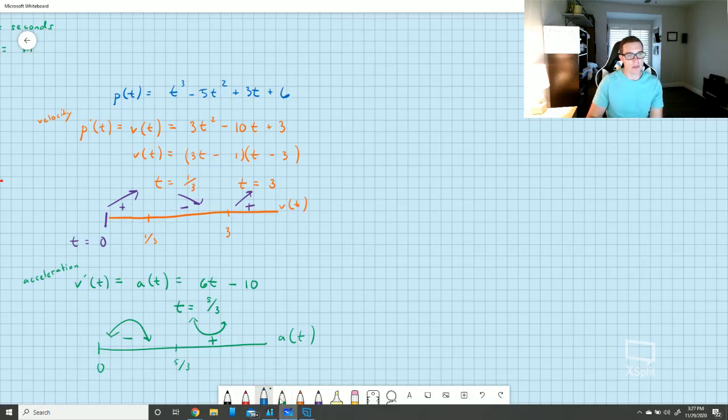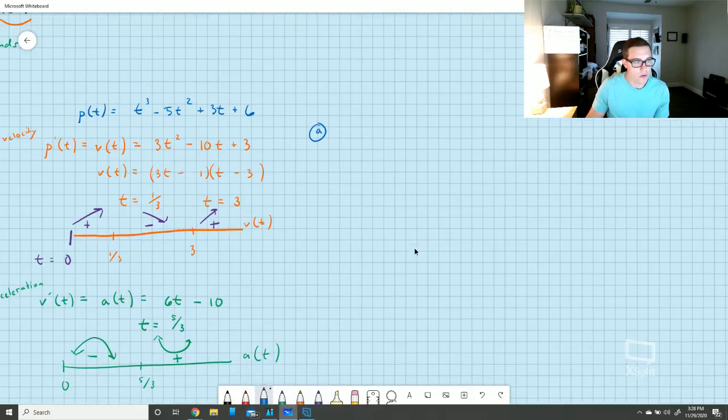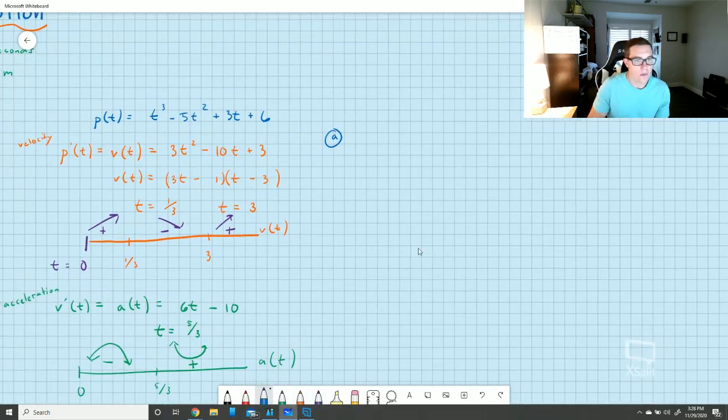So for example, some of the things I'm going to ask you would be like this. Let's do this. When is the particle at rest? When did it stop? So the particle's doing this. It's going forwards or to the right. It's stopping and then it's changing direction, going backwards. It actually stops one more time and then goes forward again. How do you know when it's doing that?